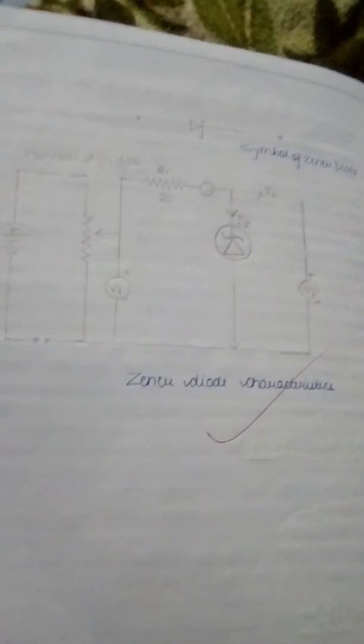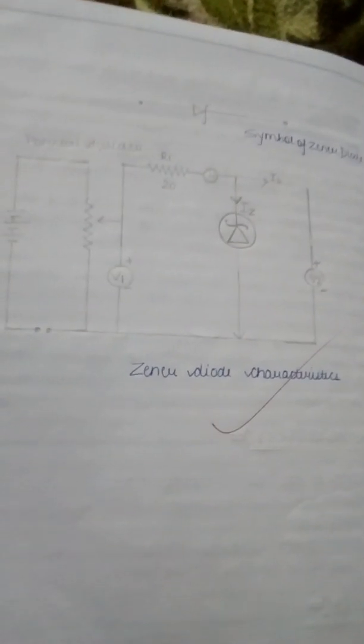observation table. And this is the last image of this experiment, Zener diode characteristics. It will help you a lot.